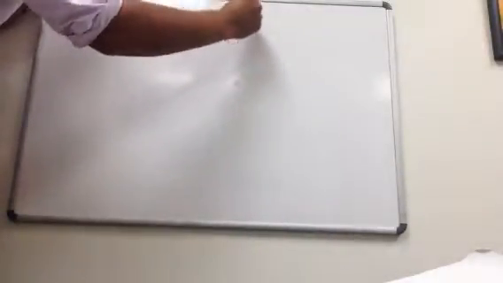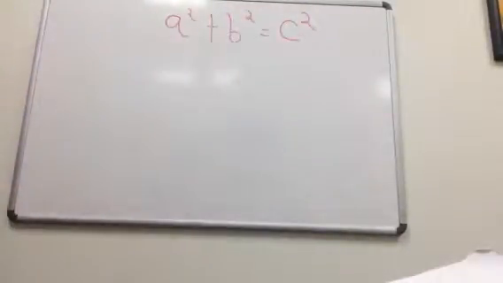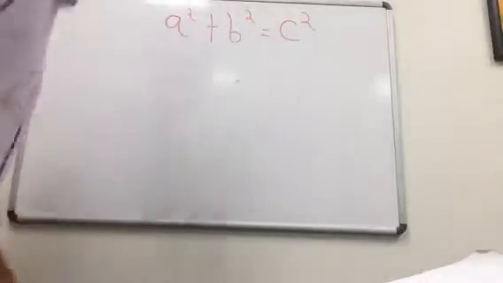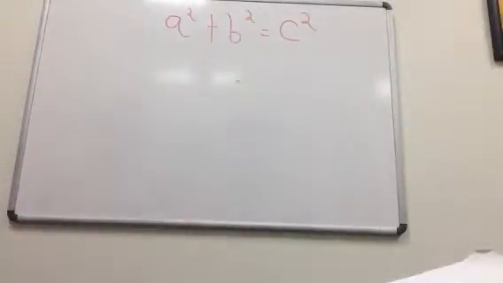for your algebra class. The first 8 problems you're going to solve using this equation. A squared plus b squared equals c squared. And this is what they call the Pythagorean theorem.